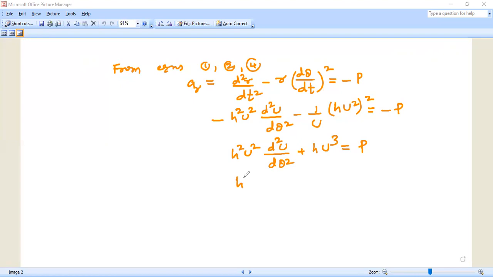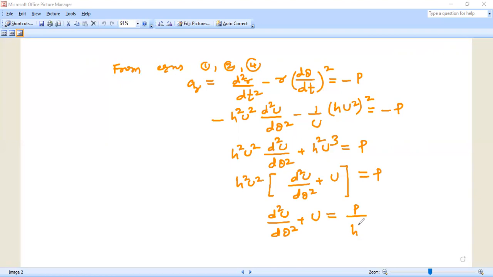Okay, on the left side we have h square u square and h square u cube. Taking h square u square common, the left side becomes d square u by d theta square plus u is equal to p. Right. So from this, d square u by d theta square plus u is equal to p by h square u square, where what is p? This is the force per unit mass in magnitude. Acceleration is nothing but force per unit mass in magnitude.